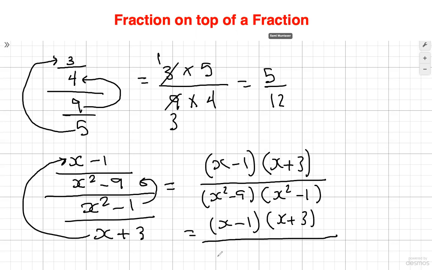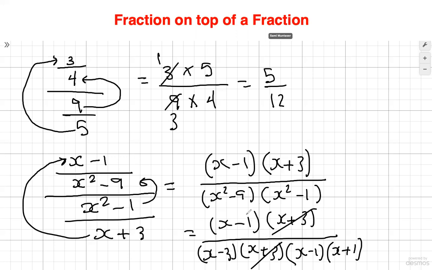x squared minus 9 will give you x minus 3, x plus 3. And x squared minus 1 will just give you x minus 1, x plus 1. And therefore, x plus 3 here cancels with the x plus 3, x minus 1 here will cancel with the x minus 1. And so what you have left, you have just 1 left on top because both of them cancel. So just make sure that you have 1 left on top.